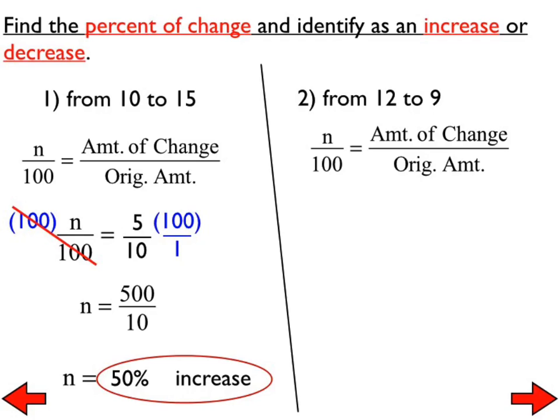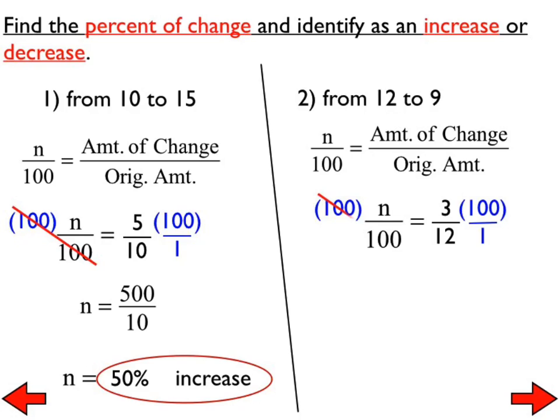To find the percent of change, it is n over 100 equals the amount of change over the original amount. If we go from 12 to 9, that was a change of 3. And then the original amount is the number we started with, which was 12. And the setup should be easy at this point. I would reduce the 3 over 12 to 1 over 4 before I started. But if you left it alone, that's fine as well.